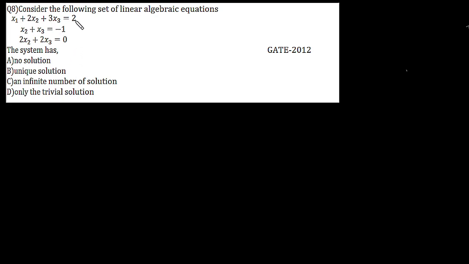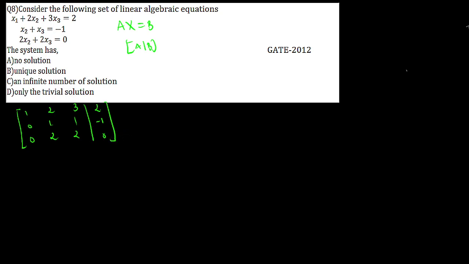Here again, in question 8 we have 3 equations and 3 unknowns x1, x2 and x3. Again they are asking about the condition for the solution. We can represent this system of equations in matrix form, and from this we can form the augmented matrix. So let's directly form the augmented matrix. Here the coefficient matrix is 1 2 3, 0 1 1, 0 2 2. Here the equations are non-homogeneous because the right hand side is non-zero. So now we have formed the augmented matrix.